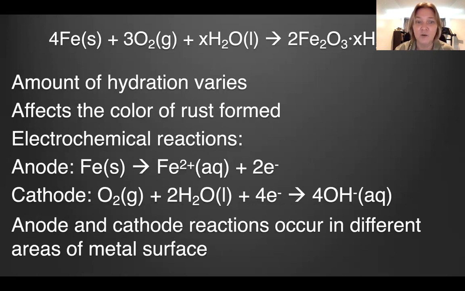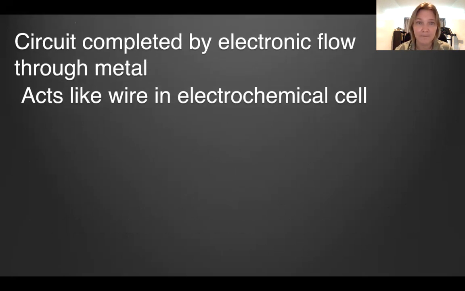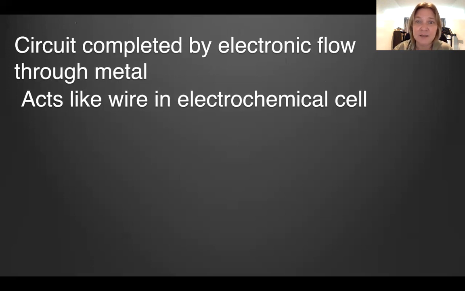and this affects the color of rust formed. The electrochemical reactions that occur during this process: at the anode, we have iron being oxidized to iron(II), and at the cathode, we have oxygen being reduced to hydroxide. The anode and cathode reactions, however, occur at different areas on the metal surface. The circuit is completed by the electronic flow through the metal. This acts like a wire in the electrochemical cell.